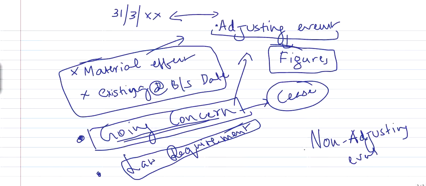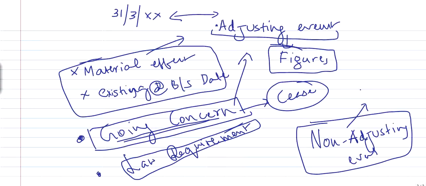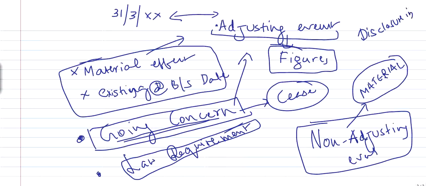What do you mean by non-adjusting event? No changes in the figures at the balance sheet date. Even sometimes it can be material, but the condition is not met at the existing date. But when a non-adjusting event is material, then disclosure in the board of directors' report is necessary.